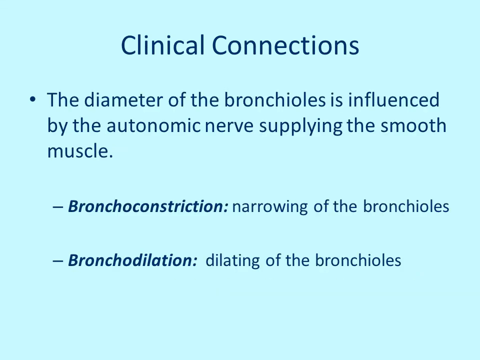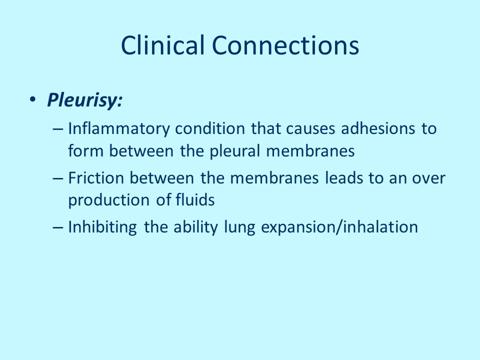In terms of clinical manifestations, the diameter of the bronchioles is going to be controlled by the autonomic nervous system that's going to innervate the smooth muscle there. Bronchial constriction is narrowing, so there'd be less airflow. Bronchial dilation is going to be increasing the diameter and allowing for increased airflow.